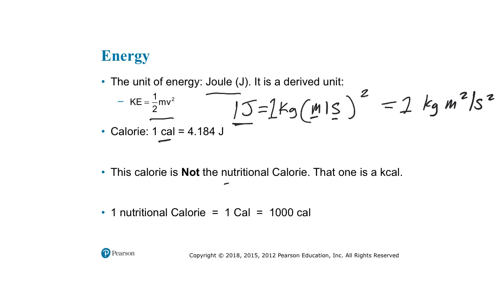But that's not necessarily the nutritional calorie that you see on food labels. The food calorie is actually the kcal scale, and they use a capital C whenever they're designating that scale compared to the little c calorie. So little c calorie is equal to 4.184 joules. One capital C calorie is equal to 1,000 calories, and 1,000 calories would be equal to 4,184 joules.